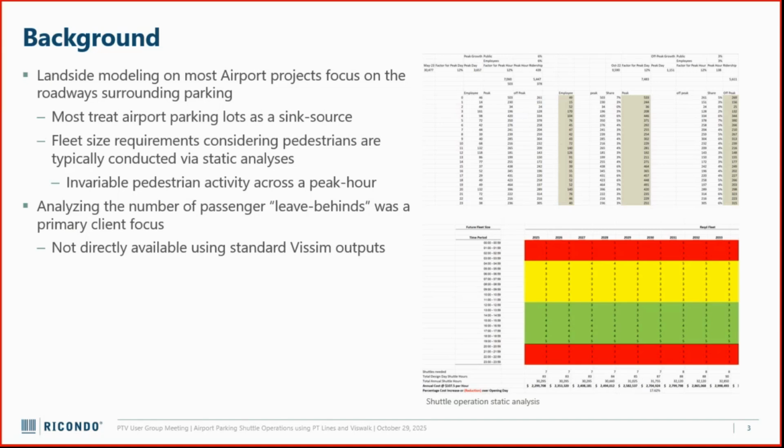To source these sources, for lack of better words, we generally use static analyses to account for pedestrians. However, this does not account very well for variations across a peak hour in pedestrian demand. For example, there may be some influxes in pedestrians that occur at any given time, which can heavily affect the capacity of a shuttle.